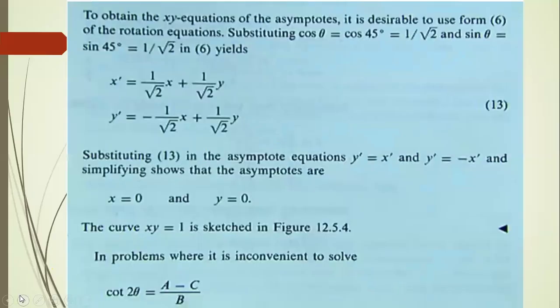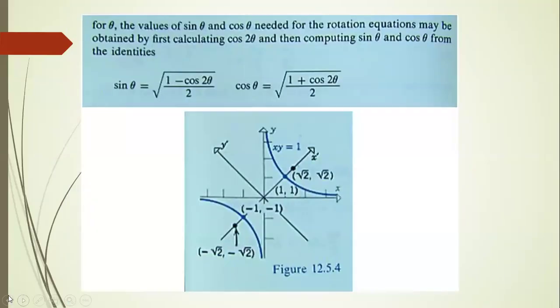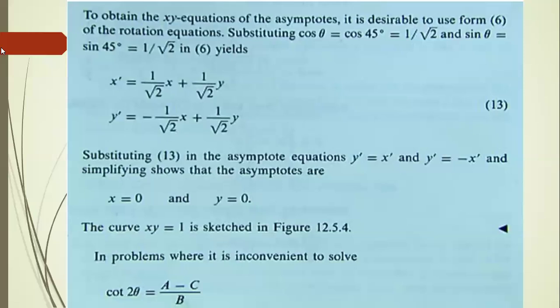Using that, we would have sketched. So having that, to obtain the xy equations of the asymptote, it is desired that we use the form from before, and we substitute cos with cos 45, which again is 1 over root 2, and sine 45, which is 1 over root 2. So we would have gotten x prime, y prime, and we would have seen that x is equal to 0, y is equal to 0. So this curve xy is equal to 1 can be sketched.